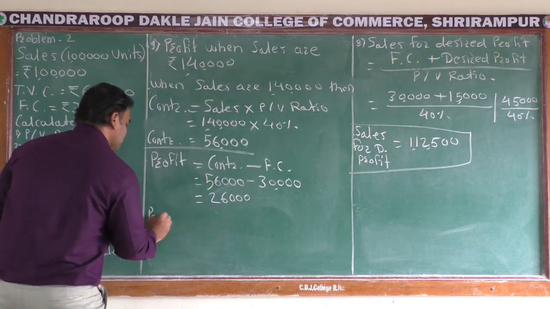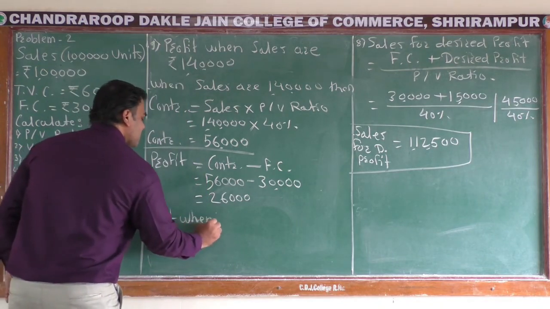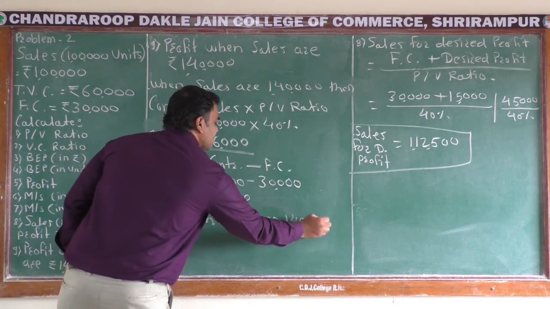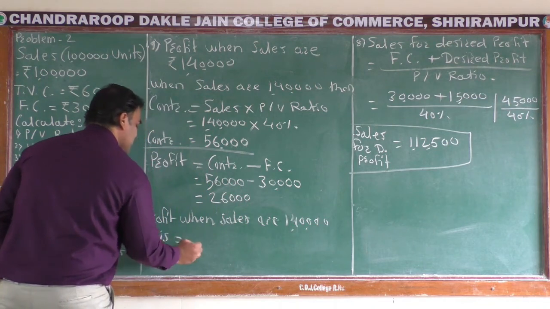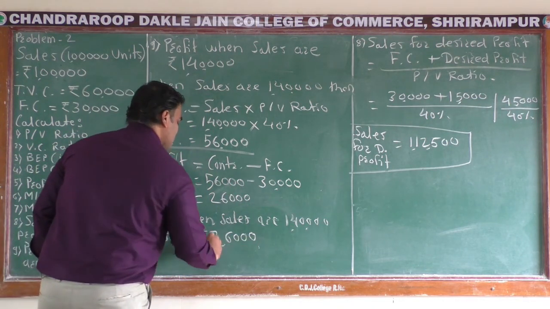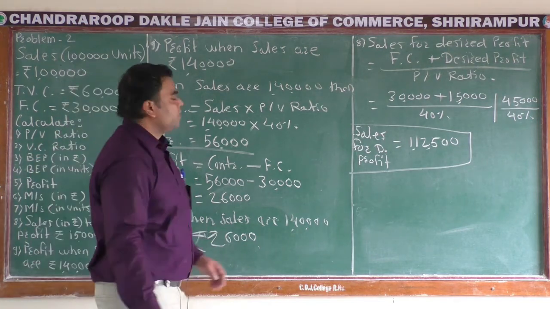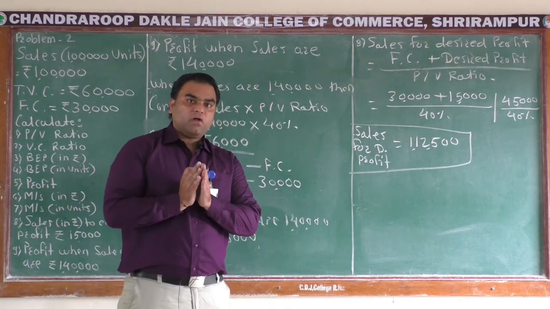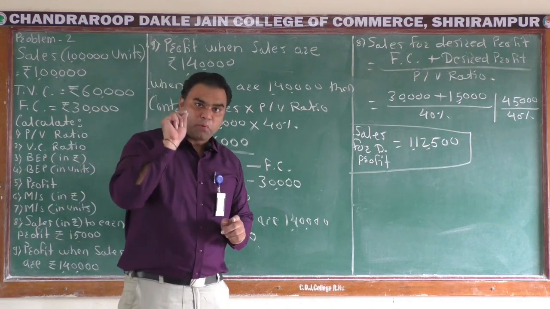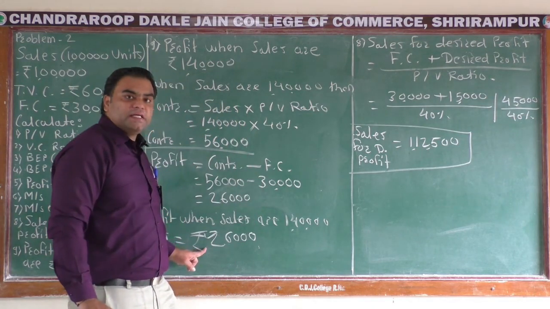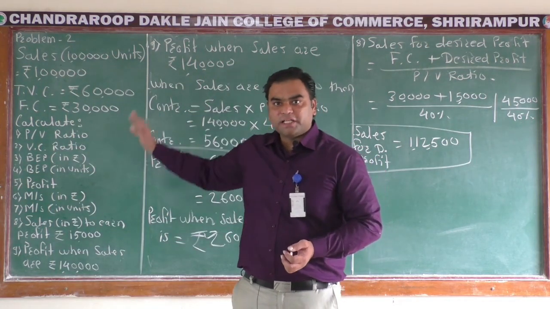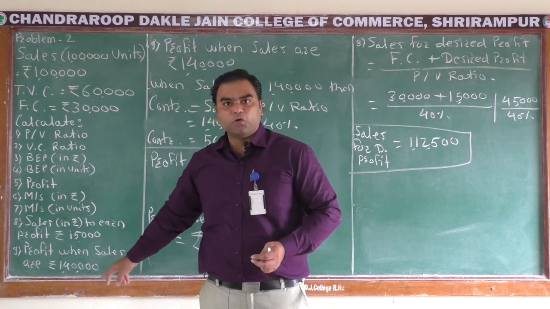So profit when sales are 1,40,000 is rupees 26,000. Means when we generate sales of rupees 1,40,000, then the amount of profit will be 26,000. So in this way we have solved this problem and we have calculated total 9 items.